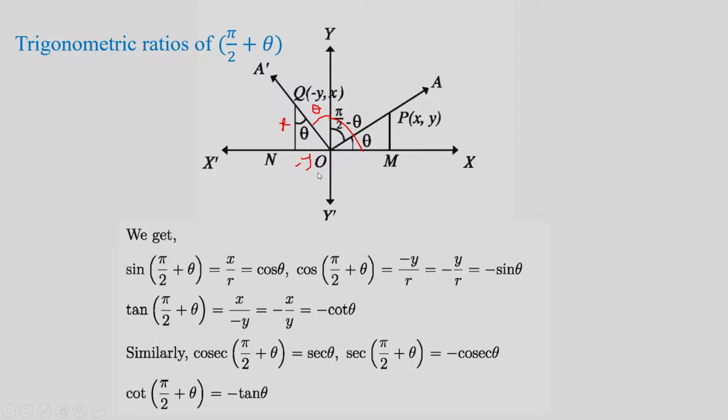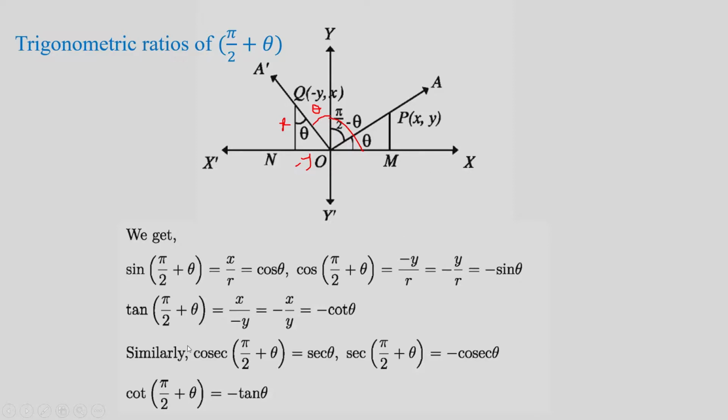Similarly we can write cos of pi by 2 plus theta is equal to base by hypotenuse. Here base is minus y and hypotenuse is r. You can write minus of y by r, and from this triangle you can write ratio of y and r is equal to sine theta, therefore minus sine theta. And therefore tan of pi by 2 plus theta is equal to height by base, here height is x and base is minus y, and this is equal to minus of x by y, and we can write x by y is equal to cot theta from here.